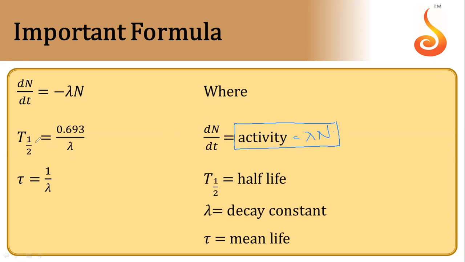Then the formula of half life is ln2 or 0.693 by lambda. Then the formula of mean life is 1 by lambda. Next are some other formulas which we will derive.